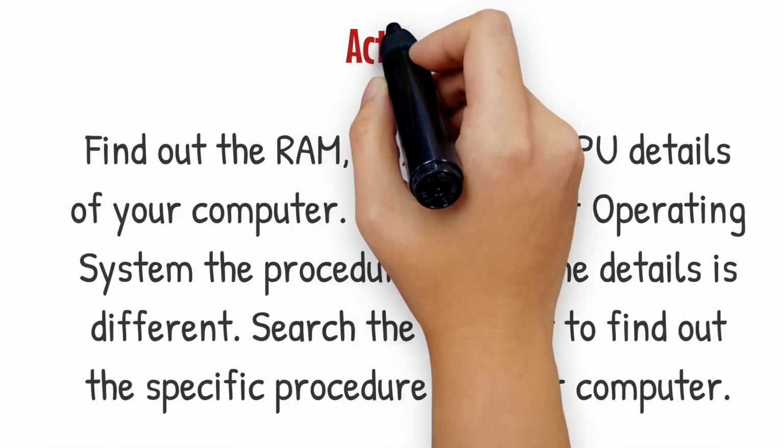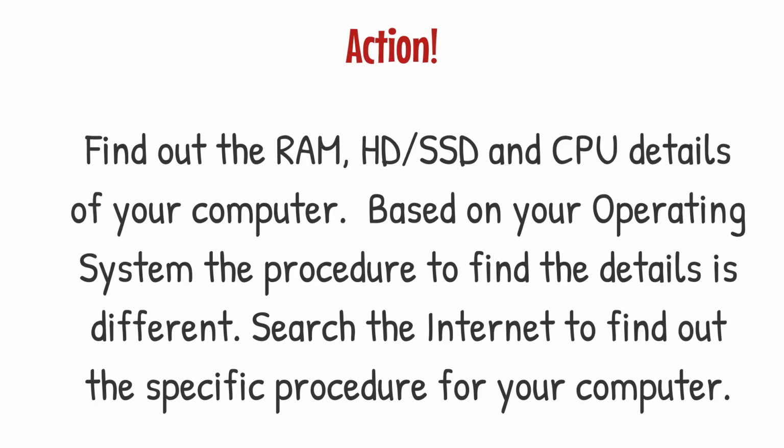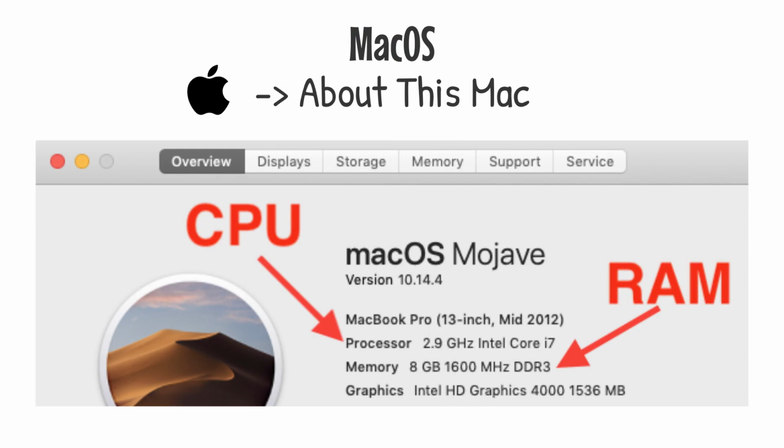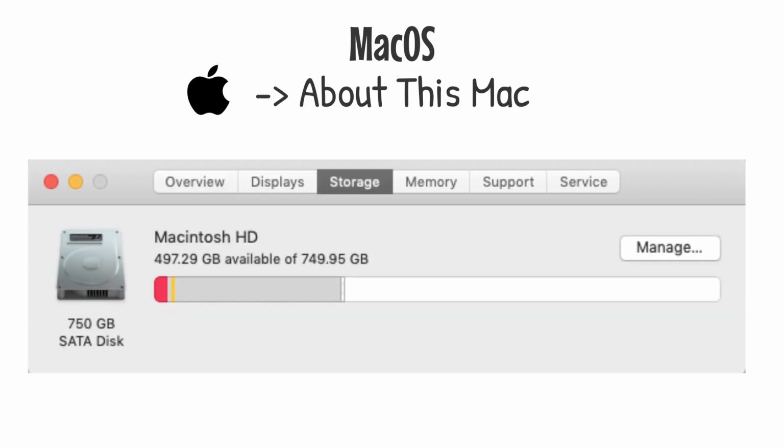We proceed further. Here is something you've got to do. Find out the RAM, hard disk, and the CPU details of your computer. Based on your operating system, the procedure to find the details is different. Search the internet to find out the specific procedure for your computer. In a Mac OS, choose the Mac icon on the top toolbar and choose About This Mac to display the details. If you now click on the Storage tab of the same screen, you will see the hard disk capacity.